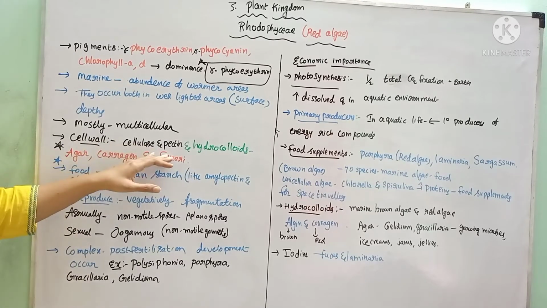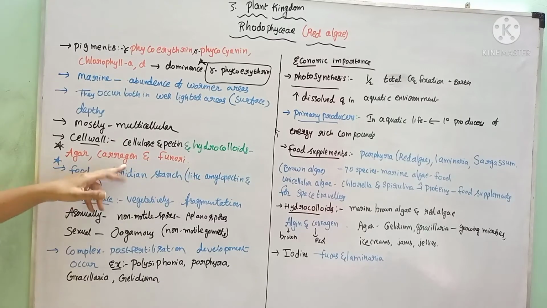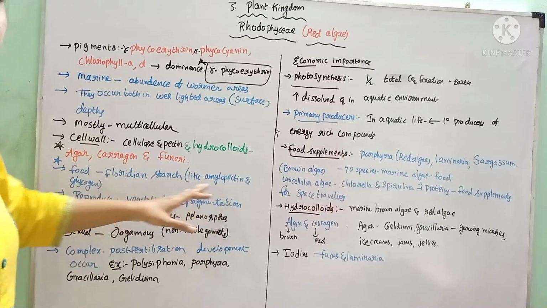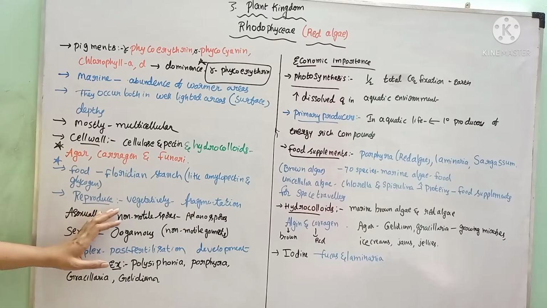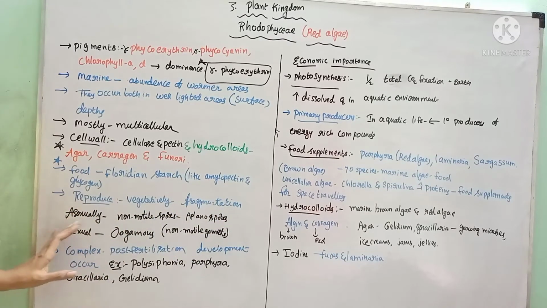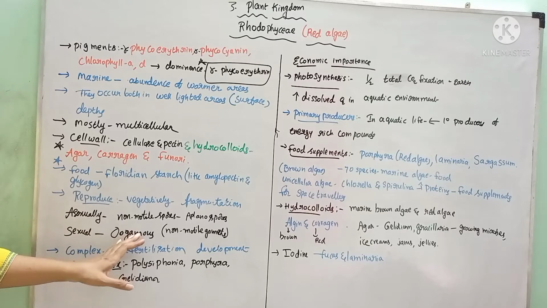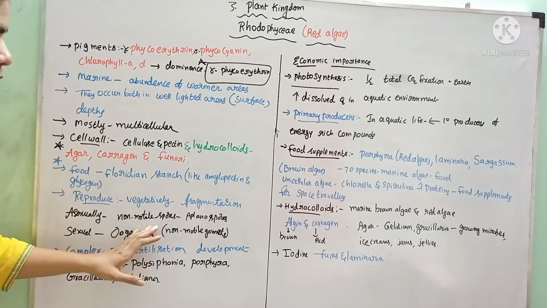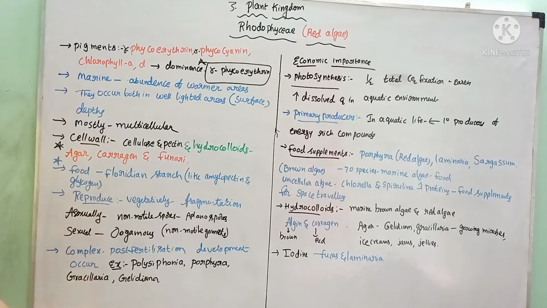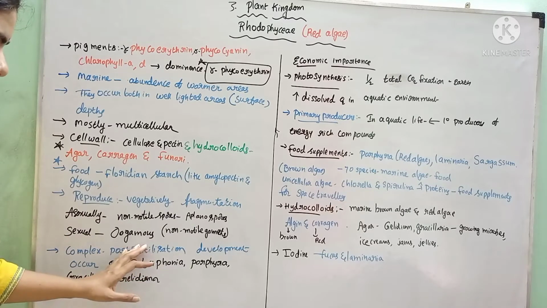In addition to cellulose and pectin, hydrocolloids like agar, carrageen, and phenori are commercially used ones. The food is stored in the form of floridean starch, chemically an amylopectin and glycogen. They reproduce mainly vegetatively by fragmentation and asexually by means of non-motile spores. Zoospores are absent in this. Non-motile spores called aplanospores are present, and sexually they reproduce by oogamy only.